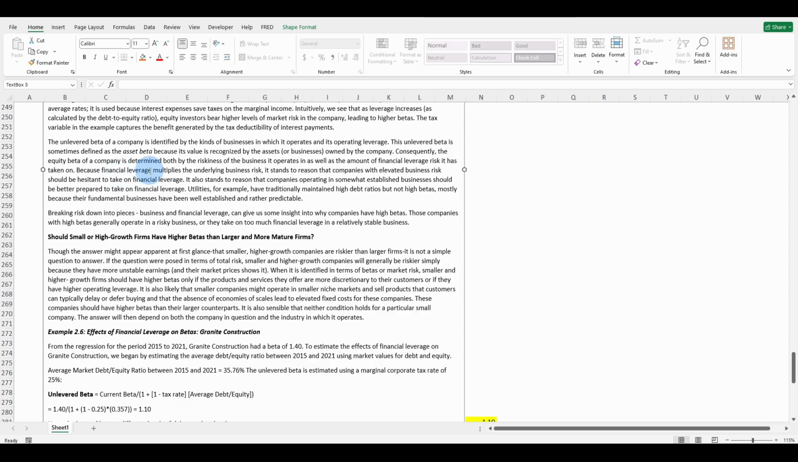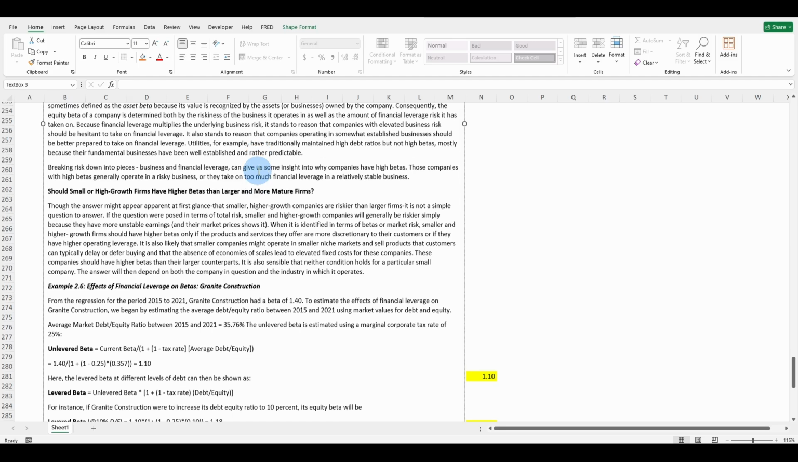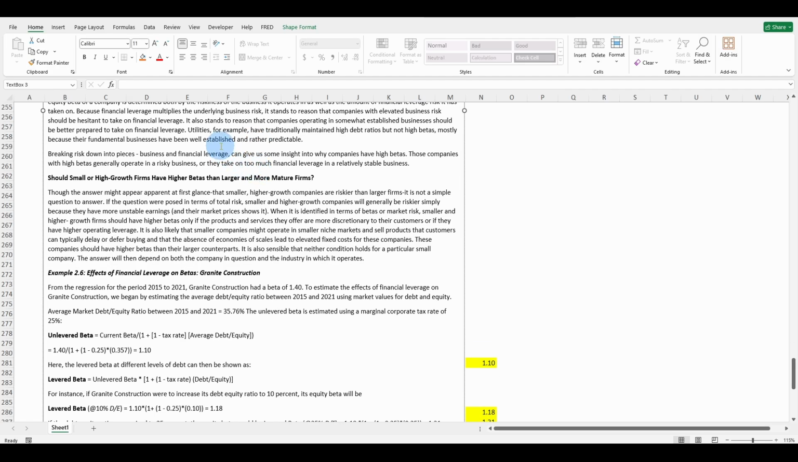Because financial leverage multiplies the underlying business risk, it stands to reason that companies with elevated business risk should be hesitant to take on financial leverage. It stands to reason that companies operating in somewhat established businesses should be better prepared to take on financial leverage. Utilities, for example, have traditionally maintained high debt ratios, but not high betas, mostly because their fundamental businesses have been well established and are rather predictable.